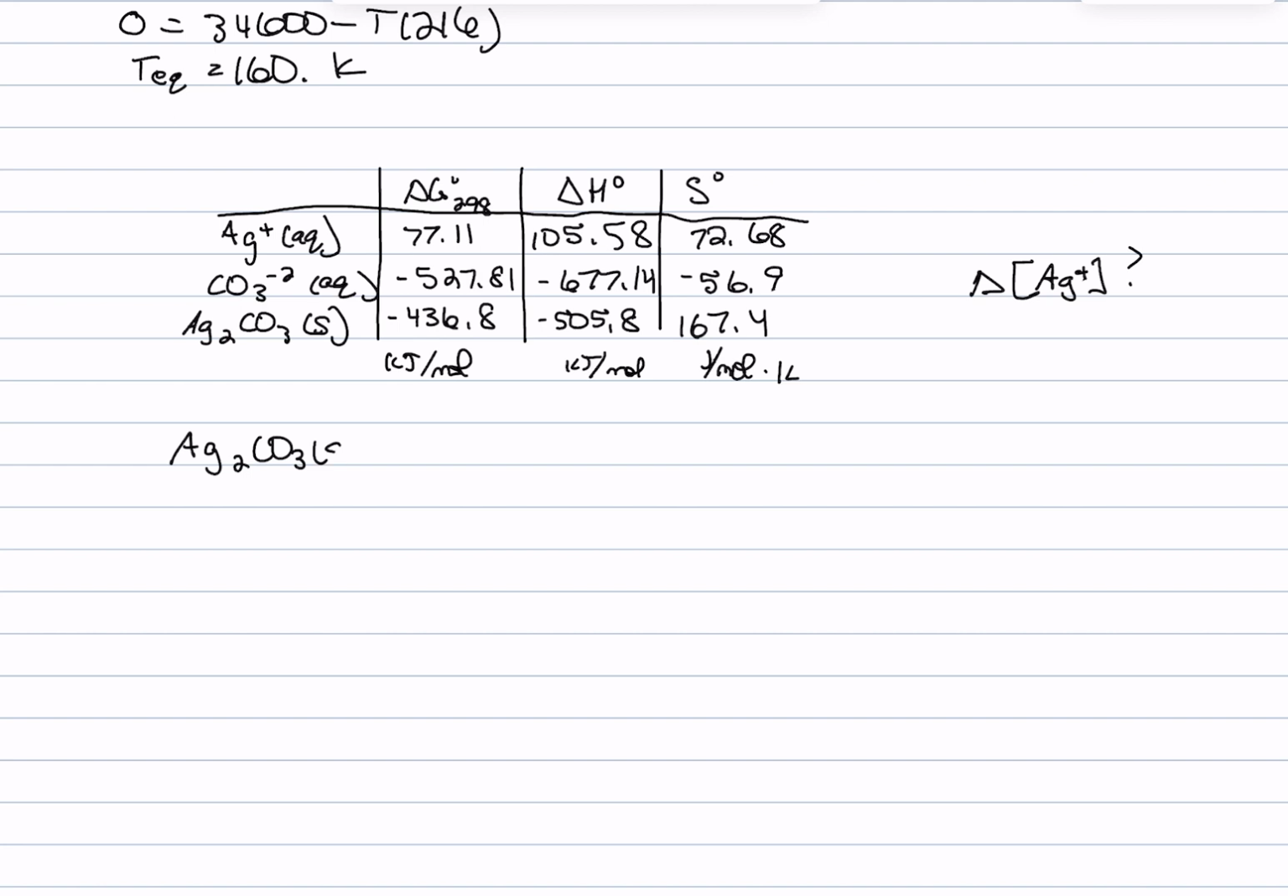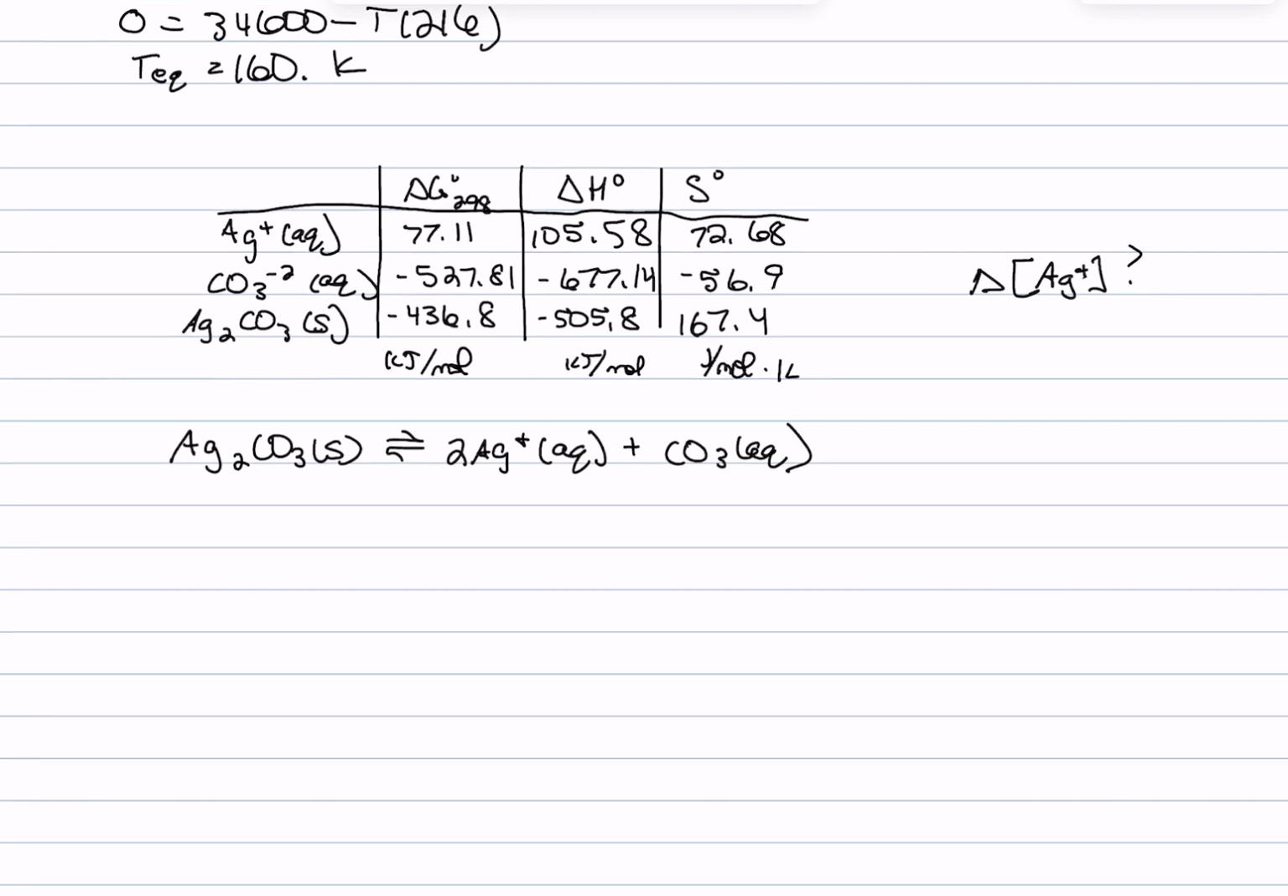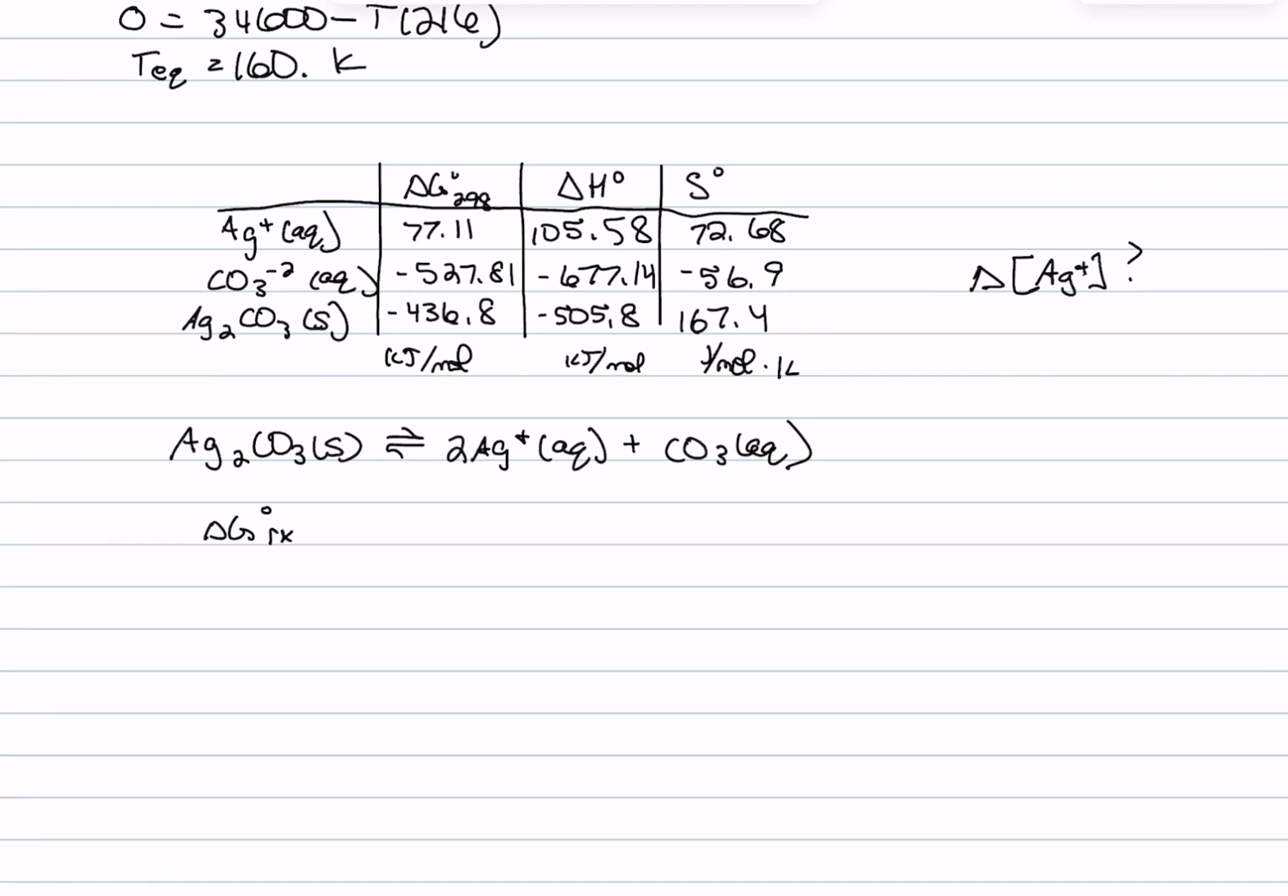So first we can write out a reaction involving what we're given in the table. So we have Ag2CO3 solid goes to 2Ag plus aqueous plus CO3 aqueous. So now we can calculate the delta G of the reaction, and so that would be 2 times 77.11 minus 527.81 plus 436.8, which is equal to 63.21 kilojoules per mole.